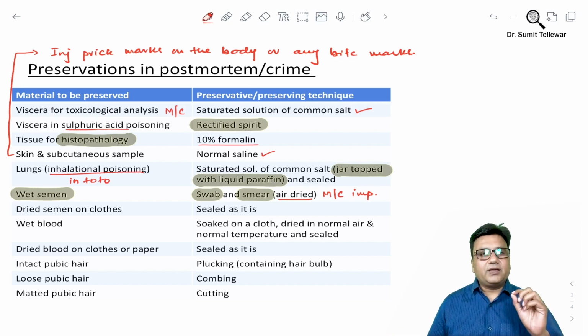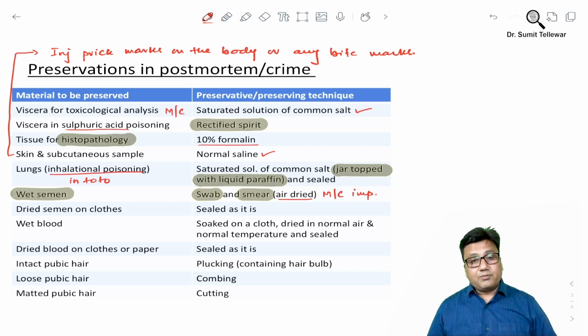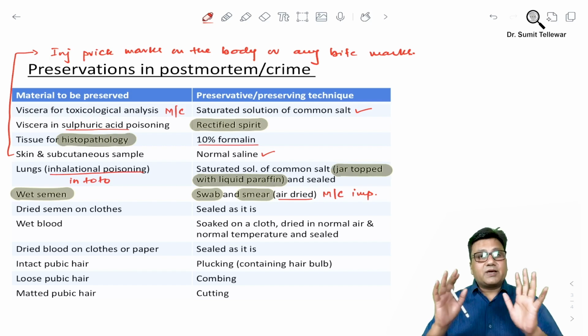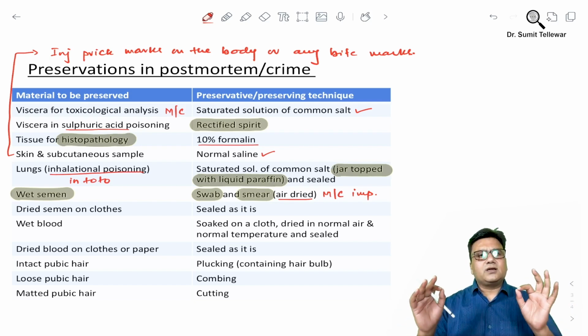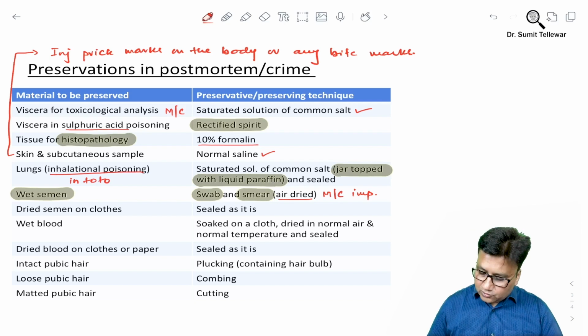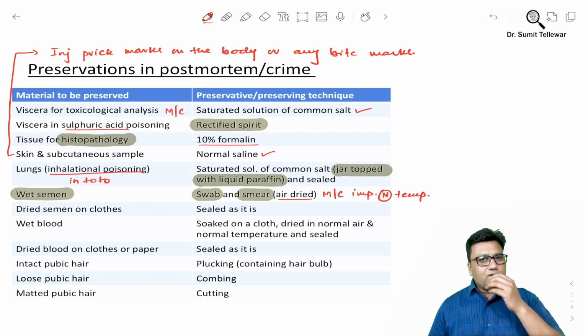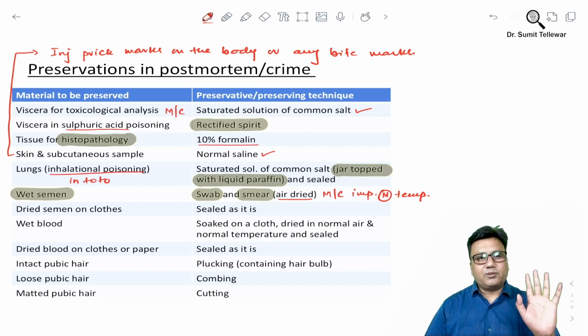If not exactly the same thing, something around it has been asked in the examination, but it is very important to remember: we do not use any special technique to dry the swab and the smear. We just air dry them at normal temperature. Also remember, for drying the specimen, we do not use either colder or hot temperature, just normal temperature.